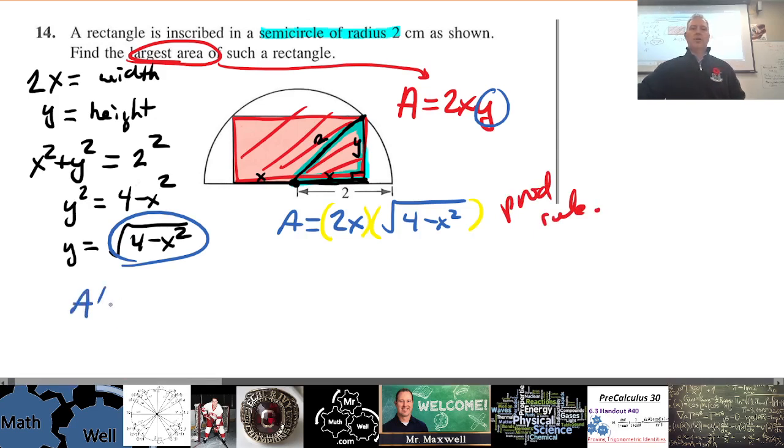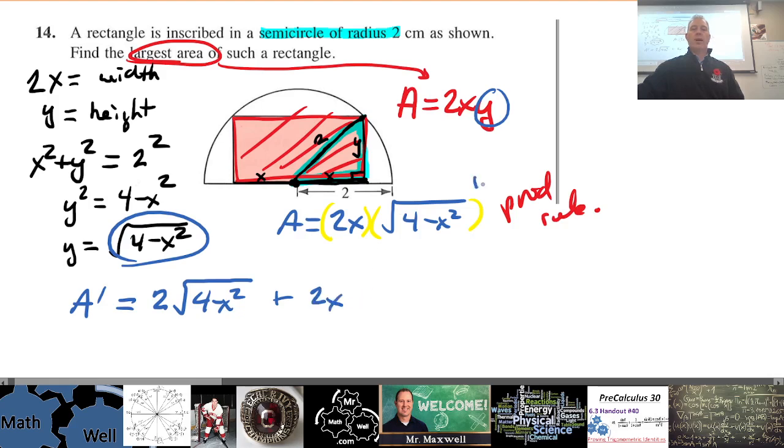Area prime. You don't have to put the bracket x really. I have been, just to say we've got only one variable. You don't have to put bracket x here if you don't want to anymore. I get it, you can just do A prime, it's fine. But we're going to do product rule. So derivative of the first times the second, plus the first times the derivative of the second.